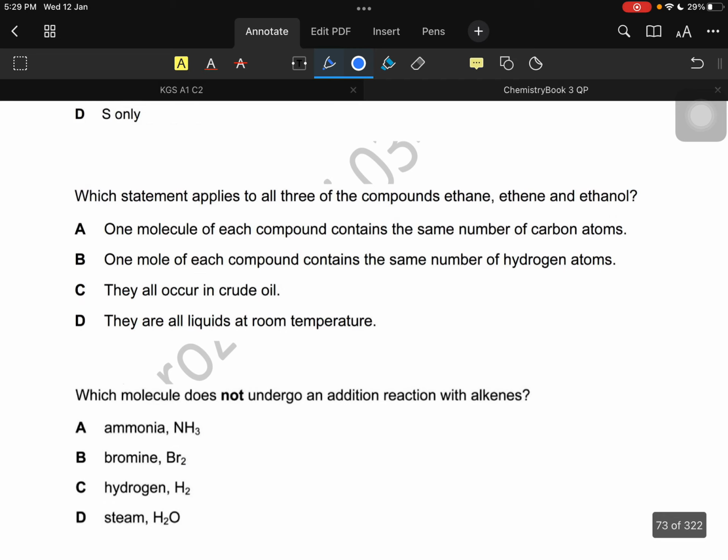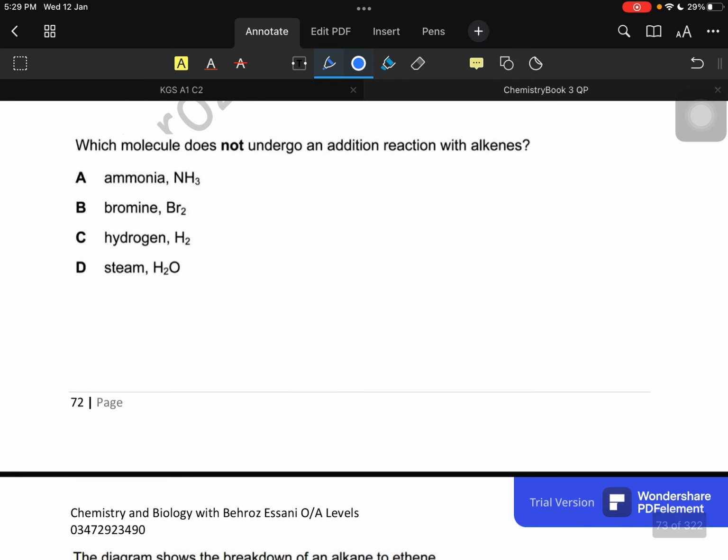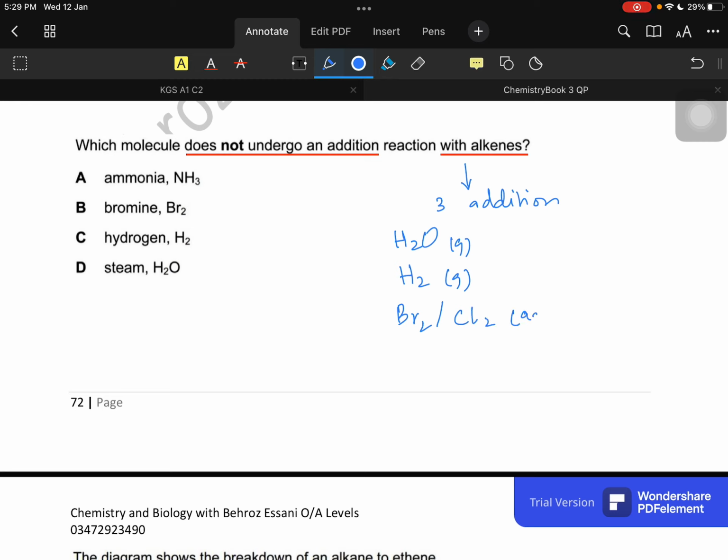Let's do, I believe, this MCQ. Which molecule does not undergo addition with alkenes? So I remember there are 3 addition reactions. One is with steam, one is with hydrogen, and one is with halogens, for example bromine or chlorine in the aqueous state. So I can see bromine over here, hydrogen over here, steam over here. Ammonia does not undergo addition reaction.